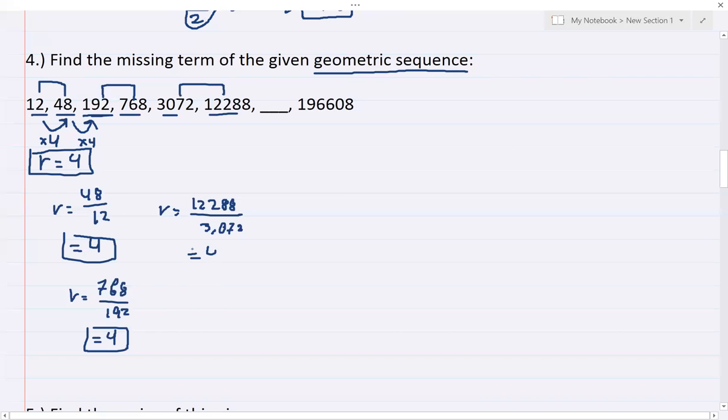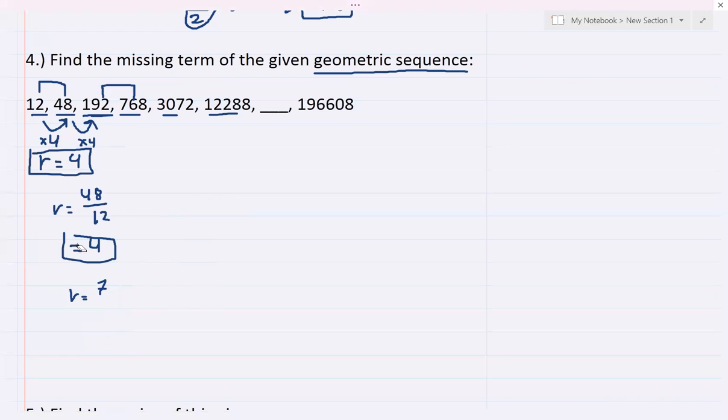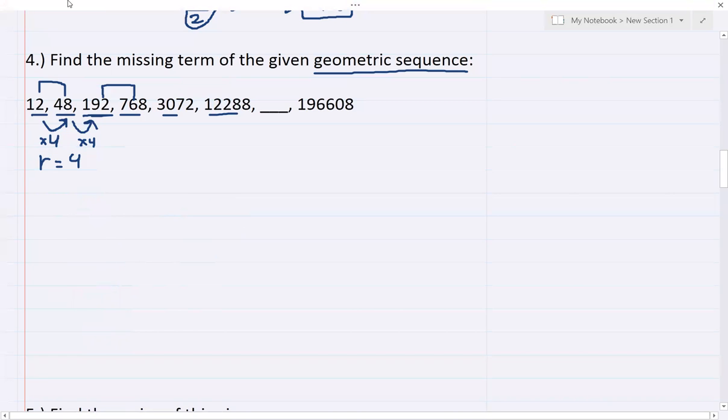If in case you are tired of guessing. Now that you have your common ratio of 4, let's now substitute it on the formula. The formula of the geometric sequence is a sub n is equal to a sub 1 times r raised to n minus 1. Now here's the thing. We need to determine your n. By determining your n, you need to locate the missing term.